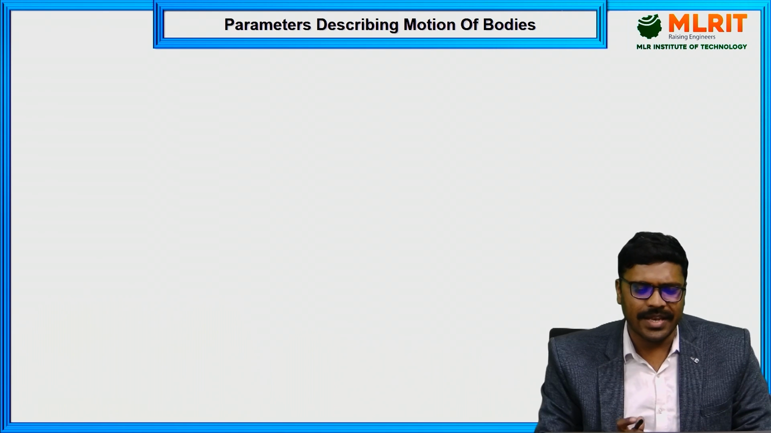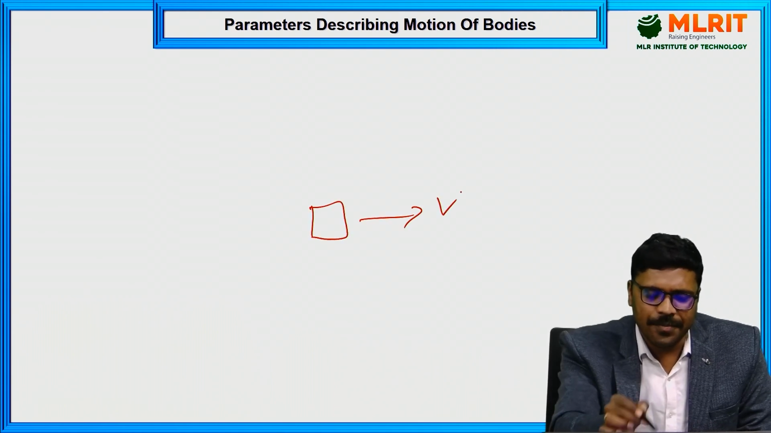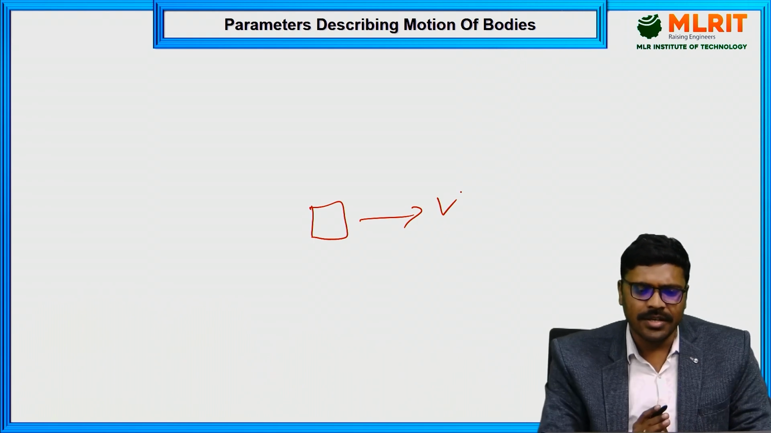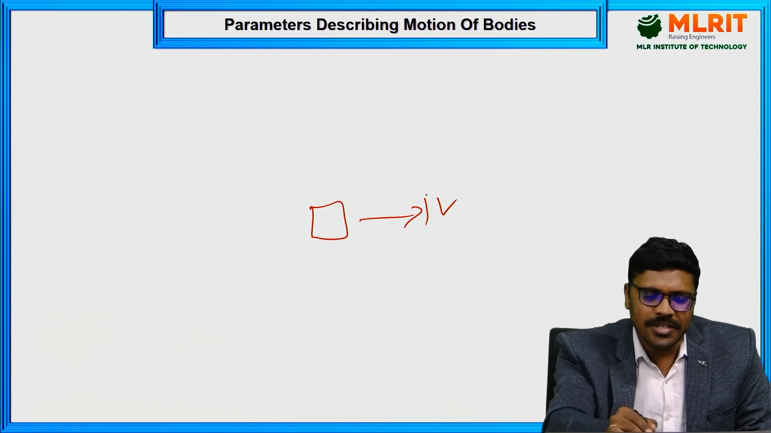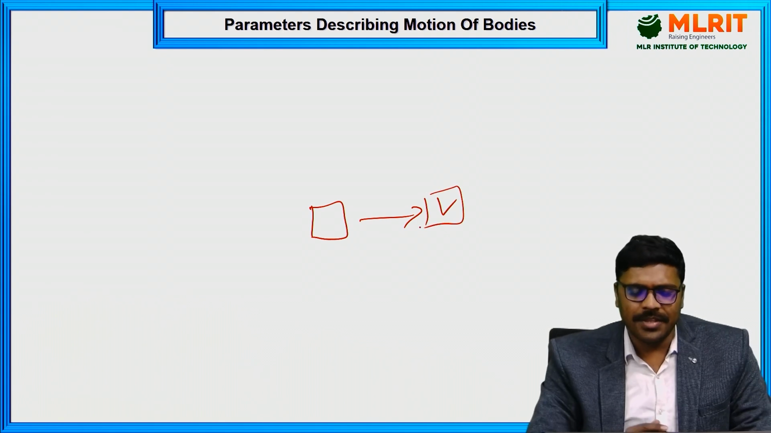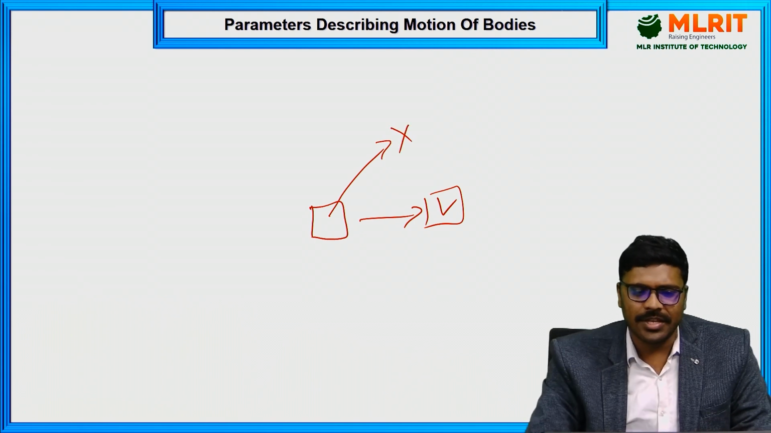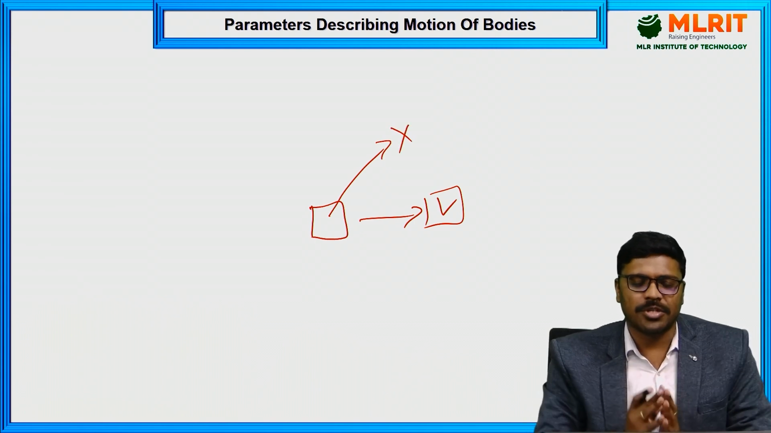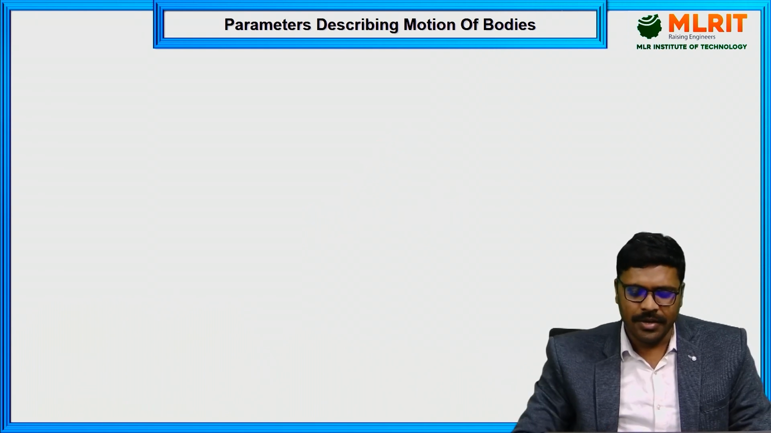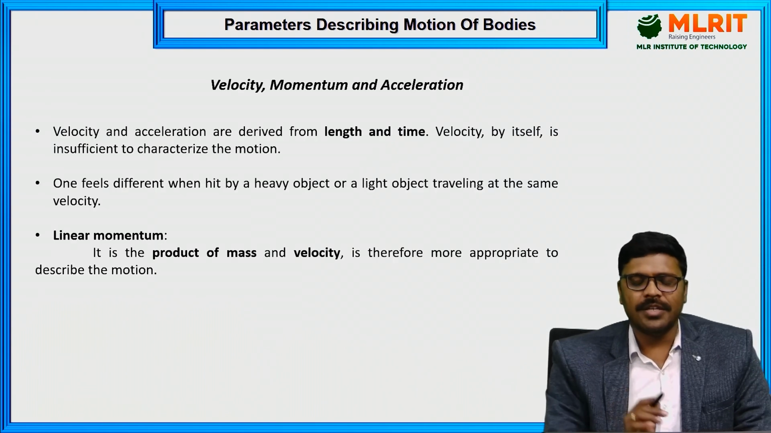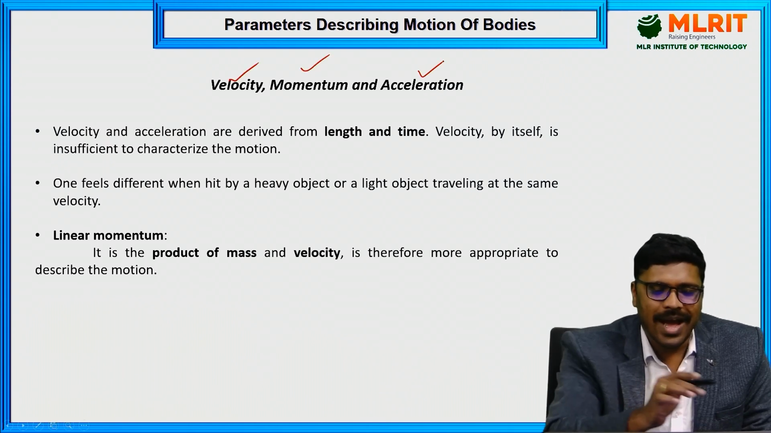Suppose you consider any object, I am considering one object here. It is moving with some velocity v. So how do I explain the motion of that body? I can say this body is moving with velocity v, and another parameter is the direction in which it is moving, suppose the x direction. Like this, I have to describe the motion of a body. So there are some parameters by which we can describe the motion of a body. The parameters describing the motion of bodies are velocity, momentum, and acceleration.